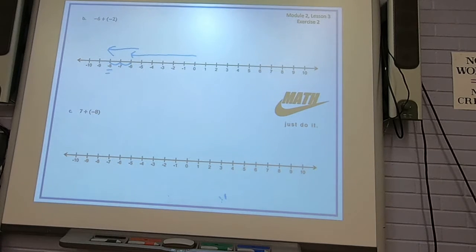negative 8. The second one, I'm going to count right 7 because it's positive. And then plus negative 8, I have to go left 8. So 1, 2, 3, 4, 5, 6, 7, 8. This is going to take me right here. So the answer is negative 1.